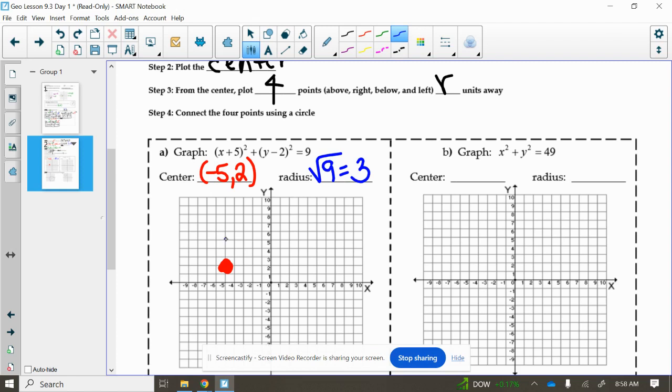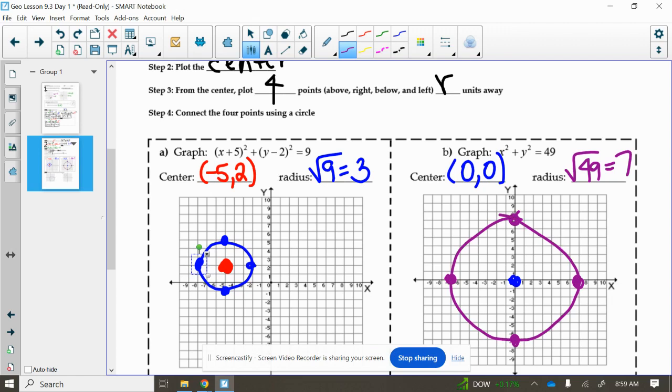So we are going to go up 3 units, to the right 3 units, down 3 units, and to the left 3 units. Connect our dots to graph our circle. Same thing in the second example. This time our center is going to be at (0, 0), so the origin, and then our r squared is 49. So the square root of that would just be 7. So up 7, to the right 7, down 7, and to the left 7 to graph our picture.